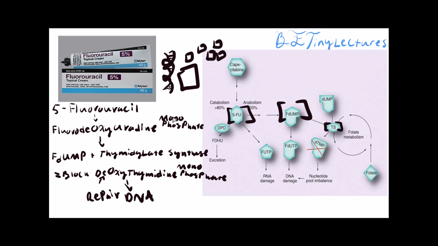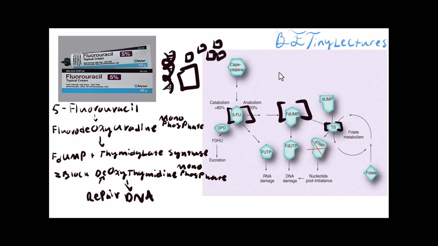Fluorodeoxyuridine monophosphate is going to combine with thymidylate synthase, and when it does, it is going to block the formation of deoxythymidine monophosphate. And when you block deoxythymidine monophosphate, the DNA of the cancerous cells can no longer rebuild itself, it can no longer repair itself, and therefore you have a decreased concentration of cancerous cells over time. So that is why we care about deoxythymidine monophosphate.